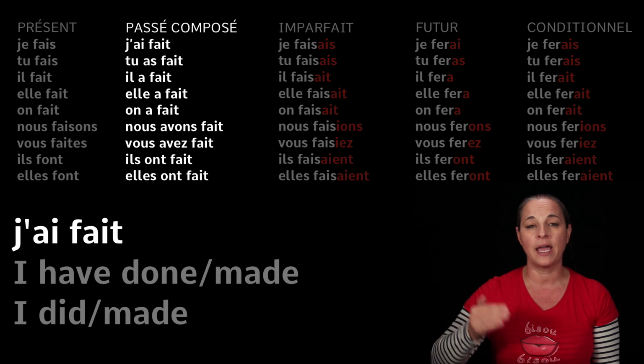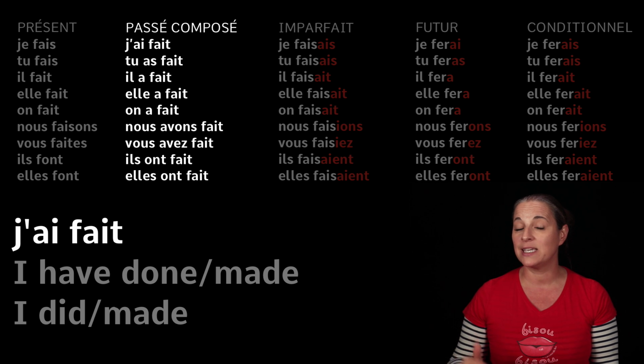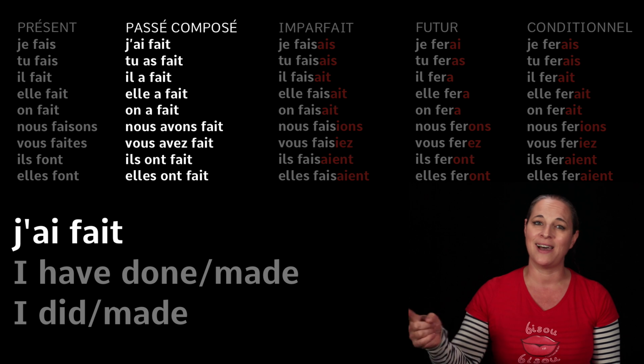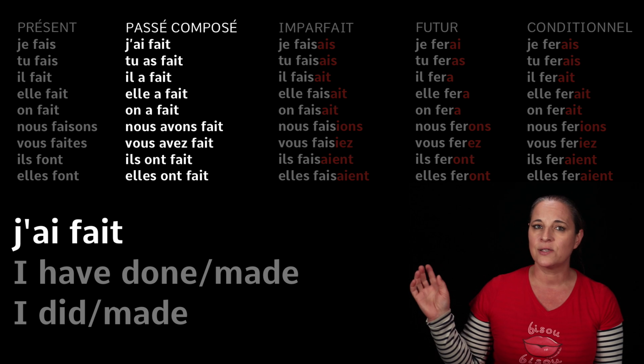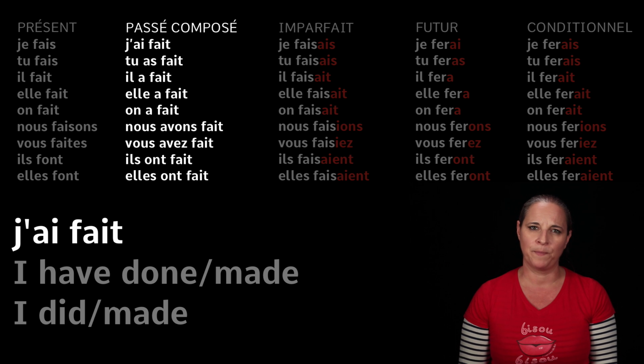J'ai fait, I have done, okay? And that means equally, I did. So remember, in order to say I did, you must say I have done in French. There is no such a thing as I did, okay? So, I have done, j'ai fait.